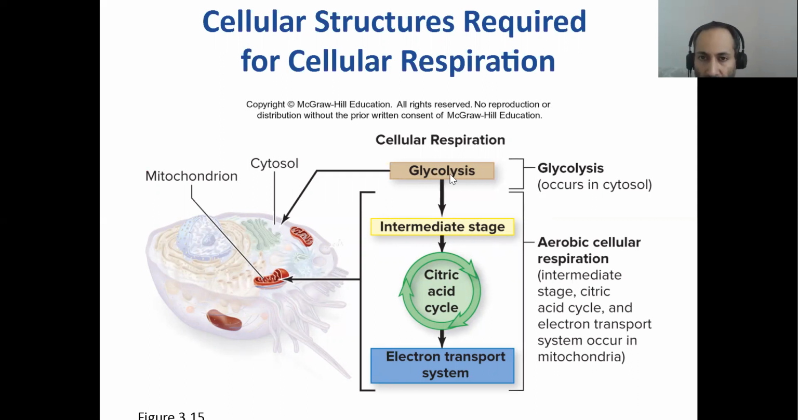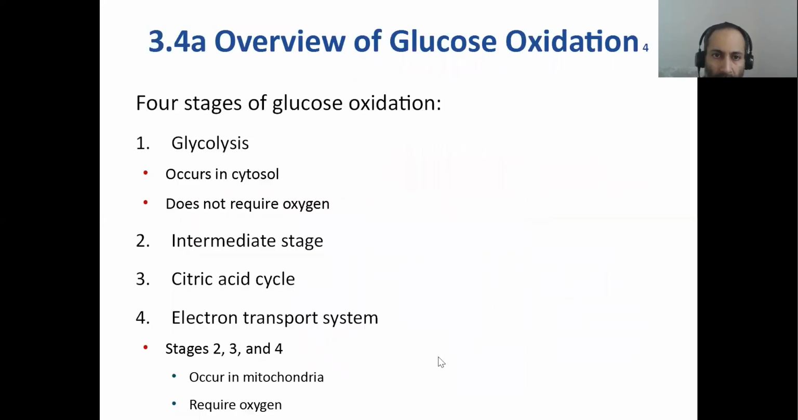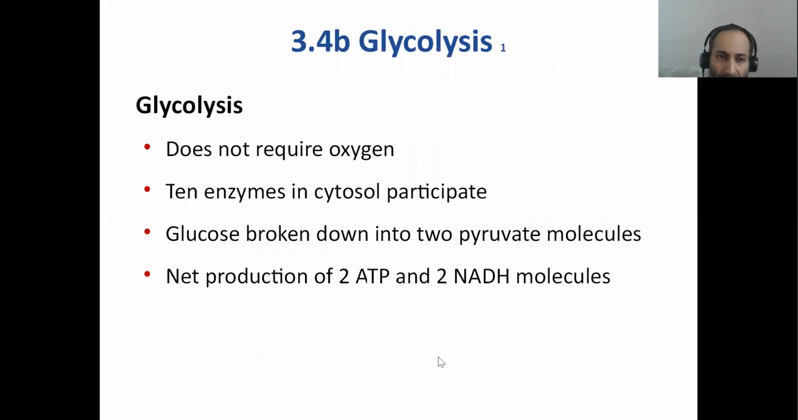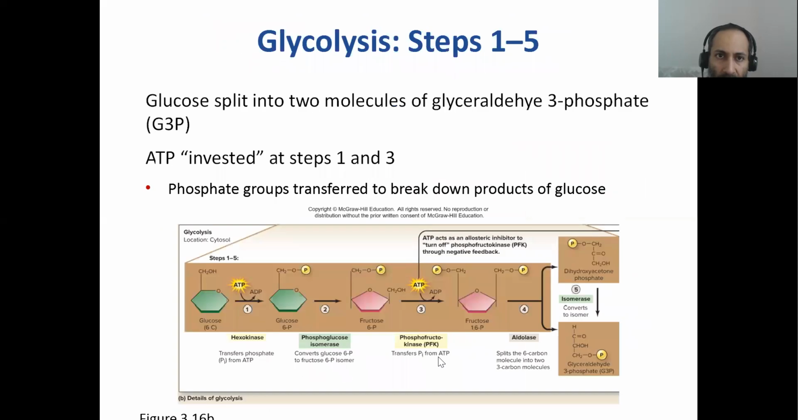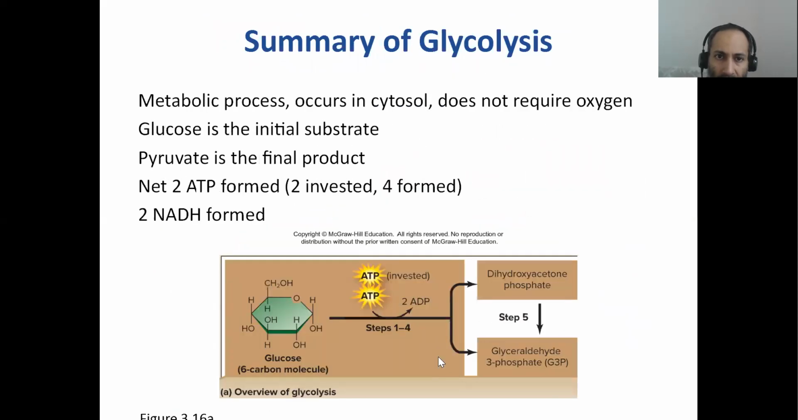So glycolysis, the first step, takes place outside of the mitochondria in the cytosol, then something called the intermediate stage, and then the citric acid cycle. Now here, things move into the mitochondria, okay? And then the electron transport chain finally, which again is inside of the mitochondria, okay? So let's take a look at what these processes are. So we're gonna start with glycolysis, and we're gonna go to the summary right away. As I mentioned, I would like you guys to take a broad view of this whole process.